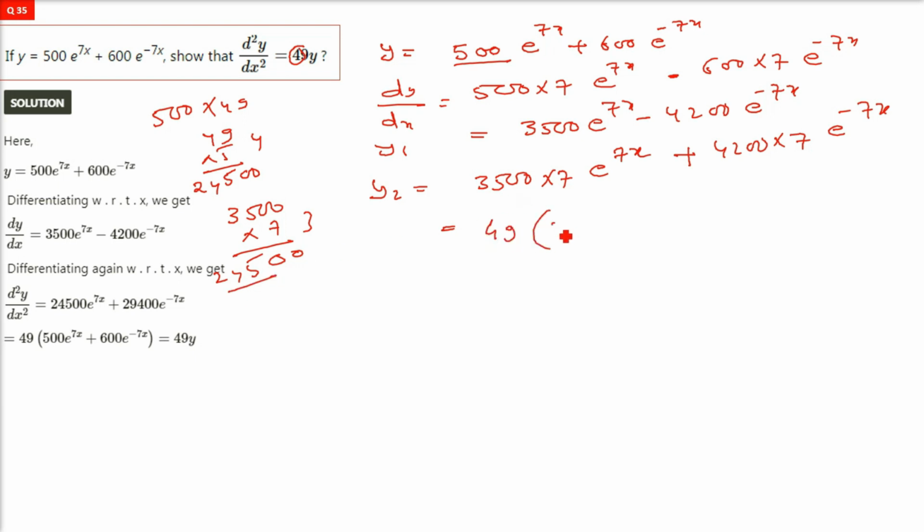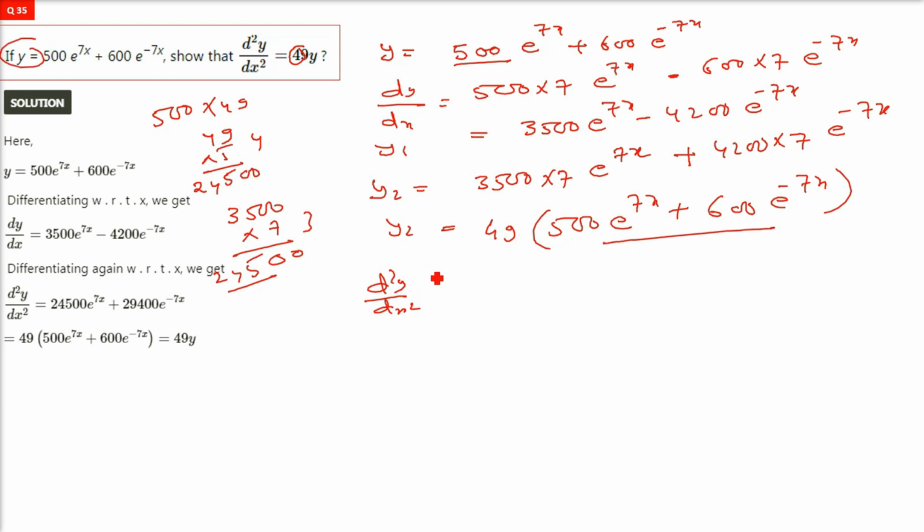So if you take 49 outside, you can have 500 inside, so here is e^(7x). Similarly, in the same fashion which I showed you, if you take 49 outside, it will be 600 inside, e^(-7x). This is y2, that is d2y/dx2. This is equal to 49, and what is this? This is y only. If you see, the question is y only. So 49y. This is how we prove it.